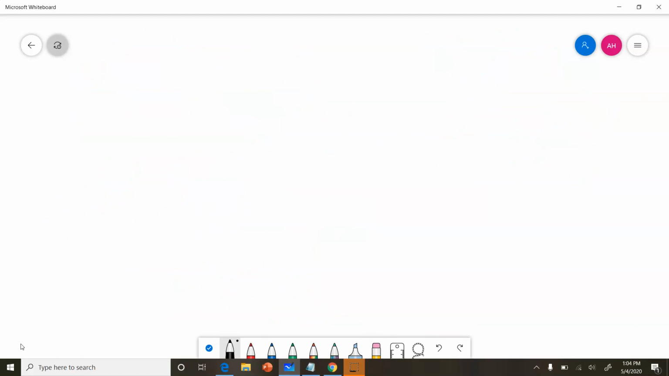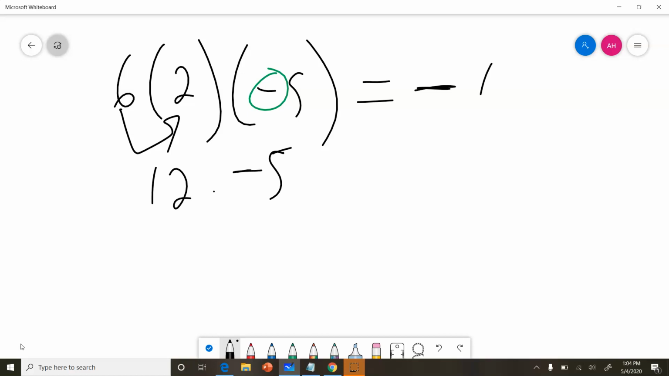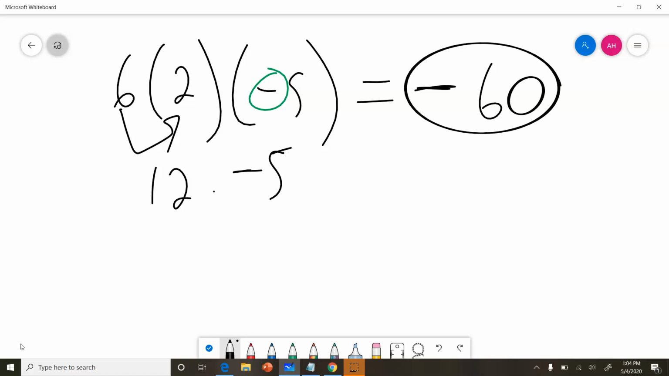Okay, let's do another one like that, because I think it's helpful. Let's do 6 times 2 times -5. Okay, now in this one, there's one sign, so that's easy, right? There's one negative, so I know the final answer has to be negative. So 6 times 2 is 12, and then 12 times the -5 here is going to be -60. Okay, and there's my final answer.